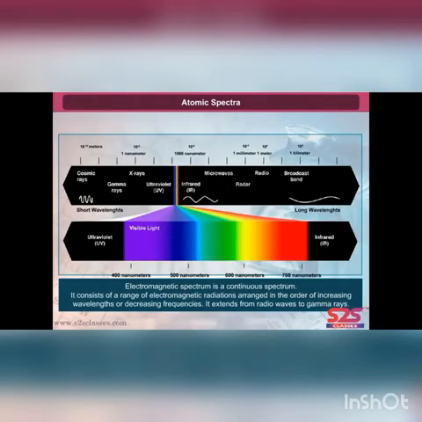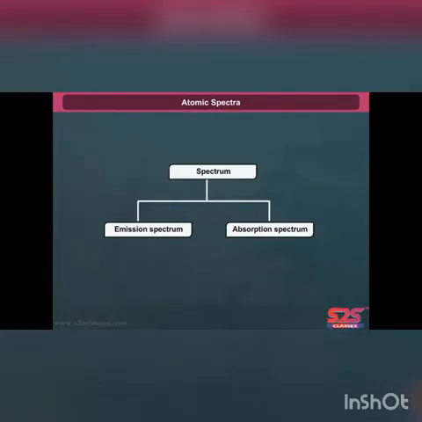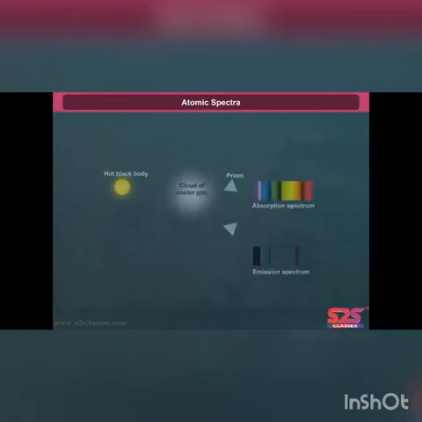Electromagnetic spectrum is a continuous spectrum. It consists of a range of electromagnetic radiations arranged in the order of increasing wavelengths or decreasing frequencies. It extends from radio waves to gamma rays. Atomic spectra. Spectrum is also classified as emission and absorption spectrum. Let us discuss these one by one.